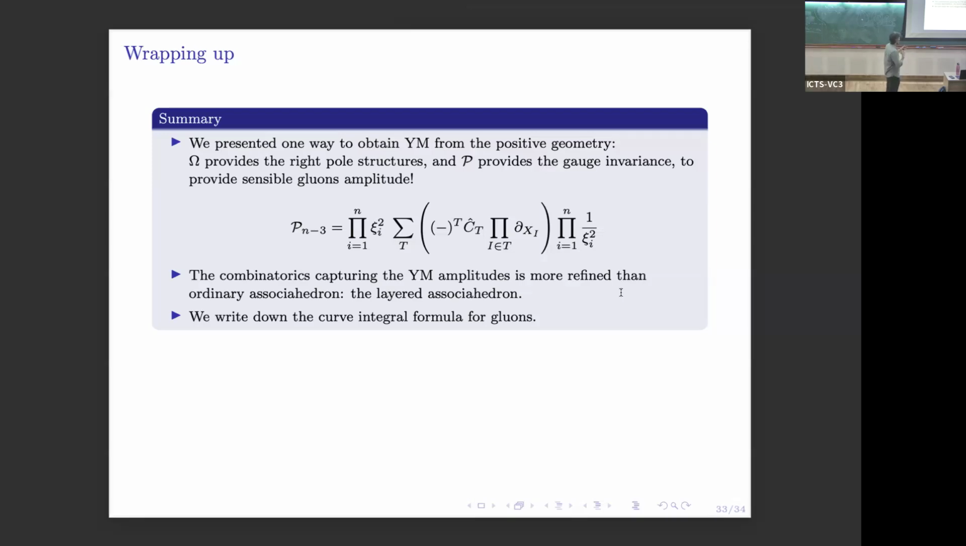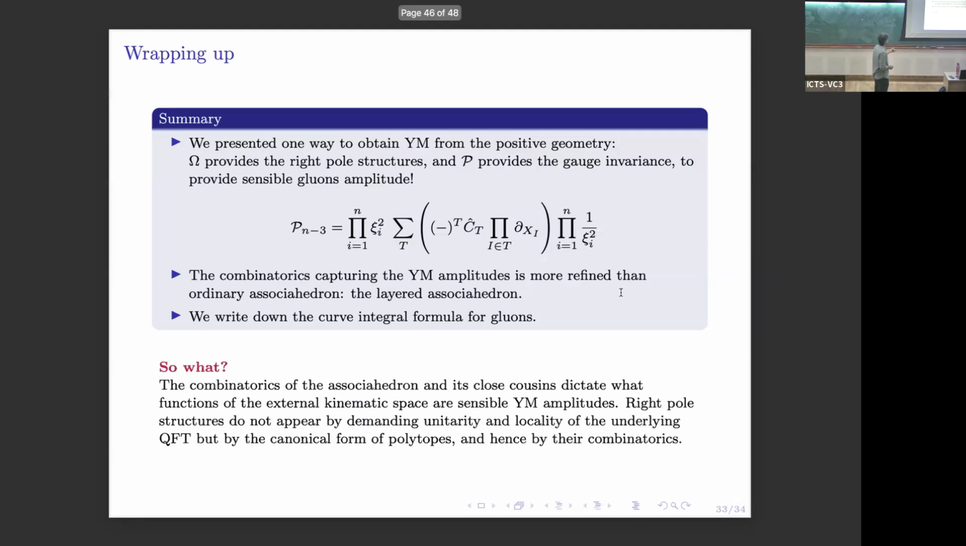And we write down the curve integral. Okay, so the combinatorics of the associahedron and its close cousins dictate what functions of external kinematic space are sensible Yang-Mills amplitudes. This is a question that I posed in the beginning: what arbitrary functions of the external kinematics should be sensible amplitudes, and we have some answer to it. So the positive geometry can tell you, along with the Corolla polynomial and so on, what the amplitude should be. Okay, the right pole structure does not appear by demanding unitarity and locality of the underlying QFT, but by the canonical form of the polytope, and hence its combinatorics.